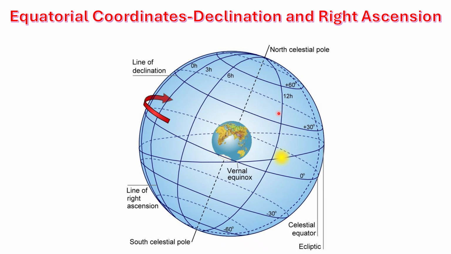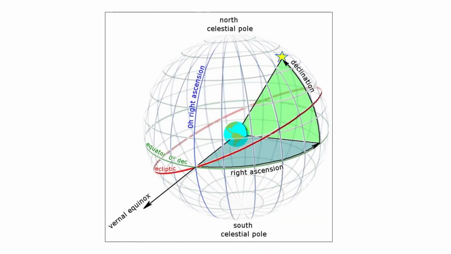So, 24 hours is a 360-degree full circle and 1 hour is equal to 15 degrees. So if a star has a right ascension of 5 hours 30 minutes, it is 82.5 degrees east of the vernal equinox. Here you can have a look at the position of a star in the equatorial coordinate system, the declination and the right ascension measured from the vernal equinox.